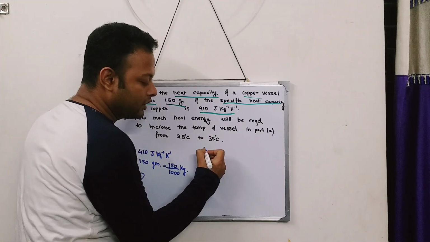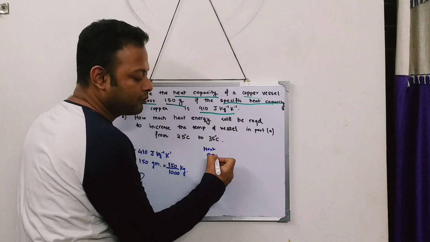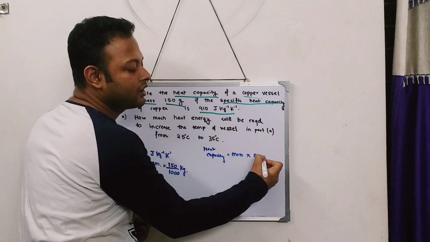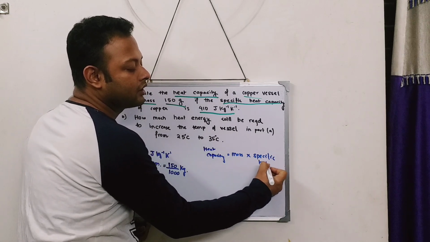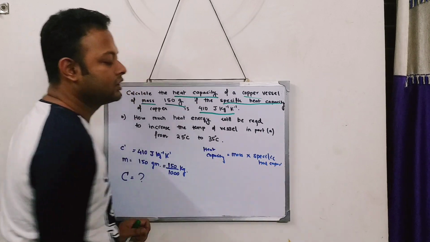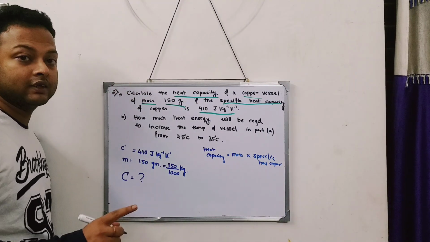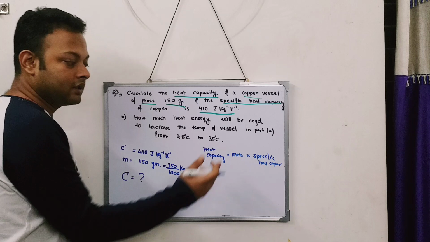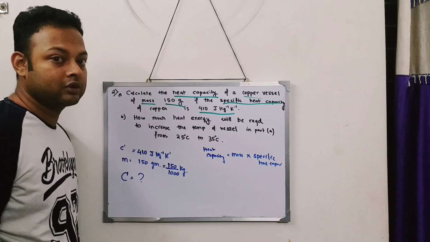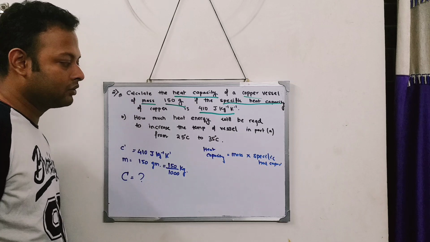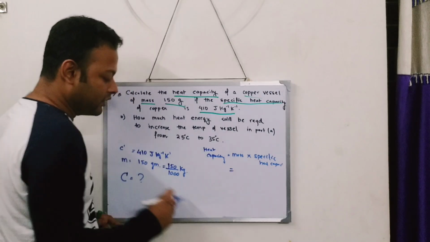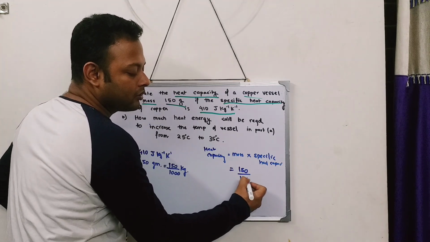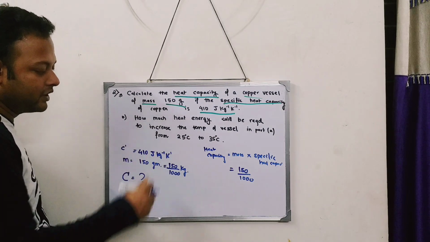Over there I have taught you that heat capacity is equal to mass into specific heat capacity. This is the formula that I have taught you in the previous lecture. Don't ask me right now how this formula came. Look at the previous lectures, you will find this formula and how it came, I have explained that part to you. Now just use this formula. This mass is given as 150 by 1000. And specific heat capacity is given as how much?